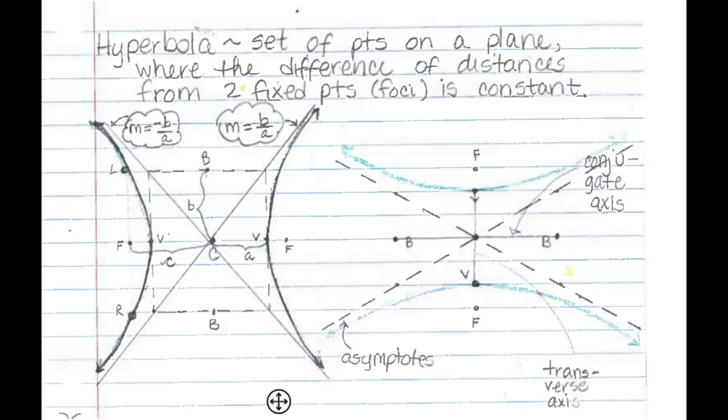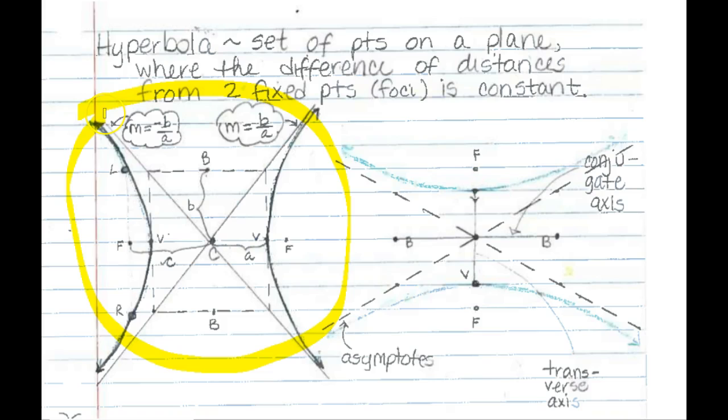Recall that ellipses have the sum of the distances from two fixed points that is constant. So hyperbolas are very similar to ellipses. Similar to ellipses, we have both a horizontal and vertical hyperbola. As we can see here, here is our horizontal one because it opens horizontally, and here is our vertical one because it opens vertically.